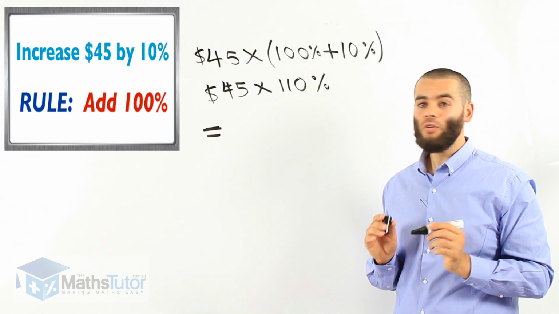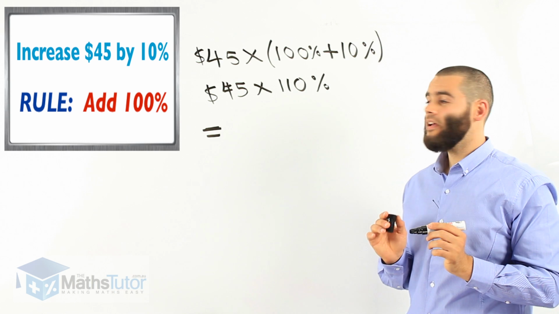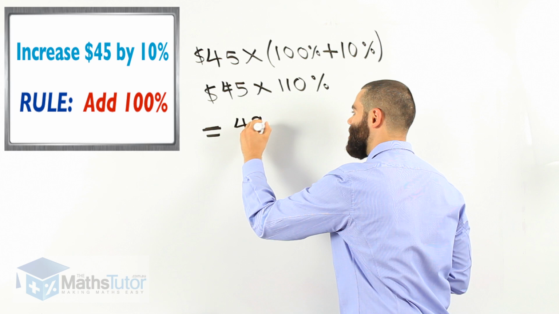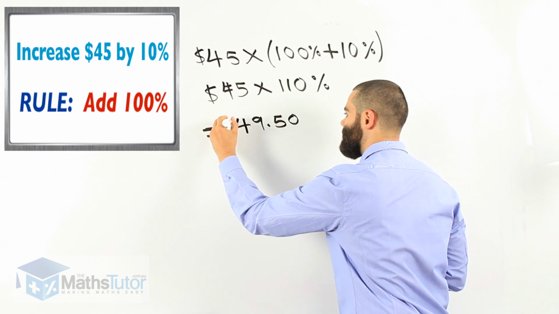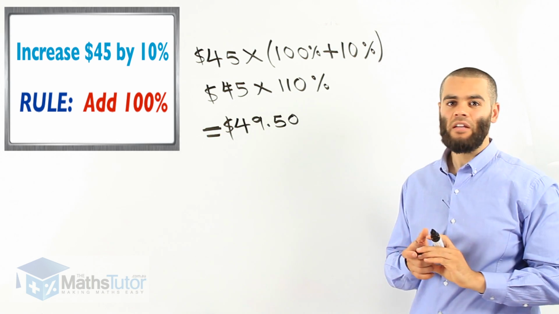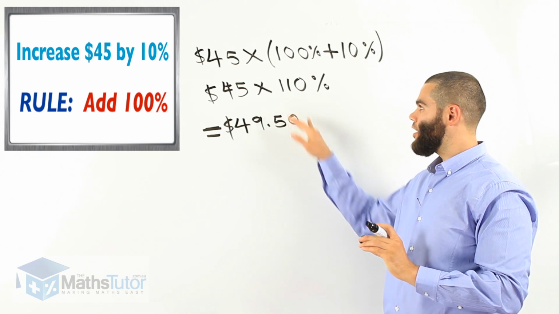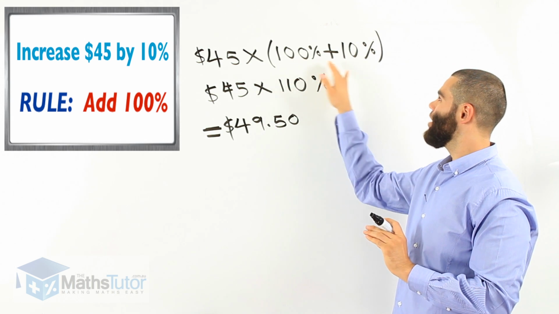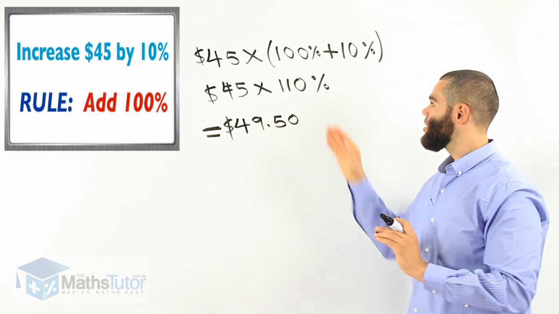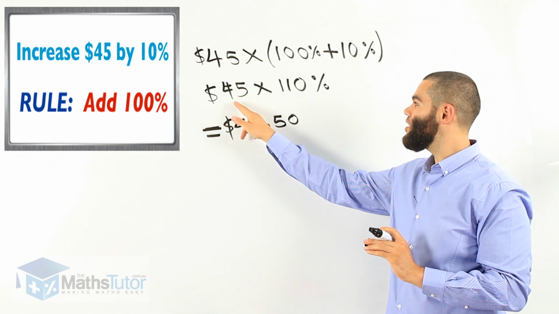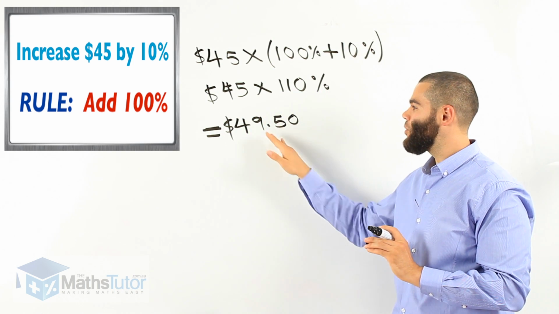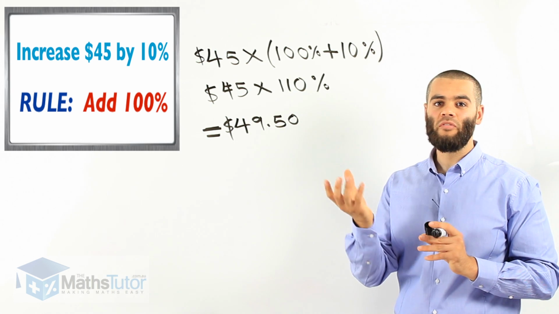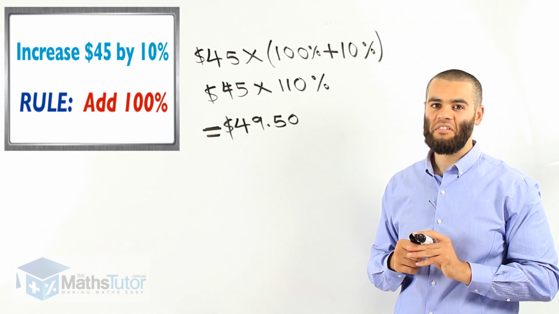Grab your calculator and do it. Put in 45 times 110%. You're going to get $49.50. Has the amount increased? Yes, it has. It was 45. We increased it by 10%. So the rule is we add 100% to the 10%, becomes 110%. 45 times 110%, we get $49.50. So this way, we increased 45 by our 10%.